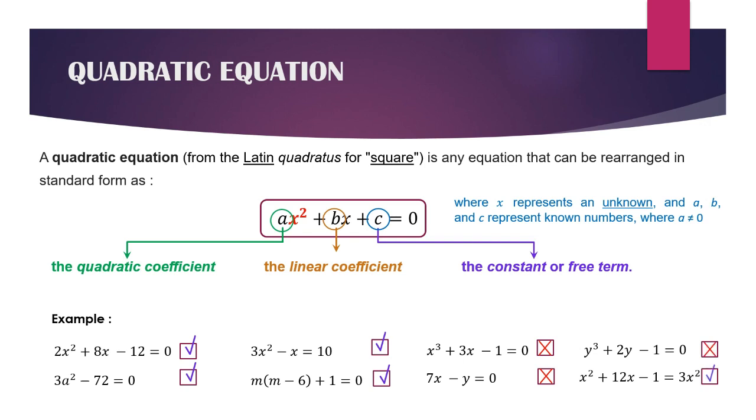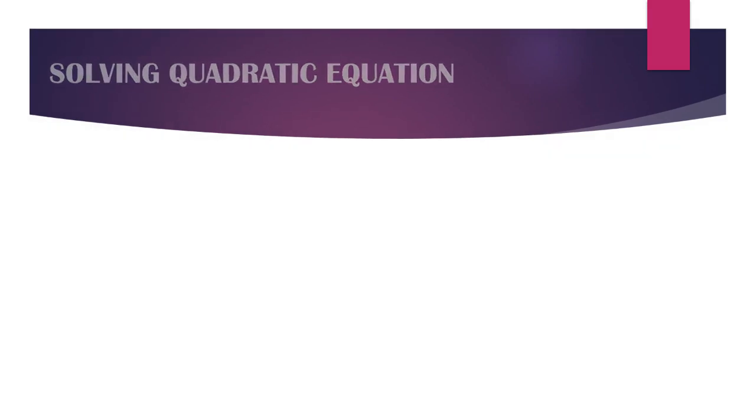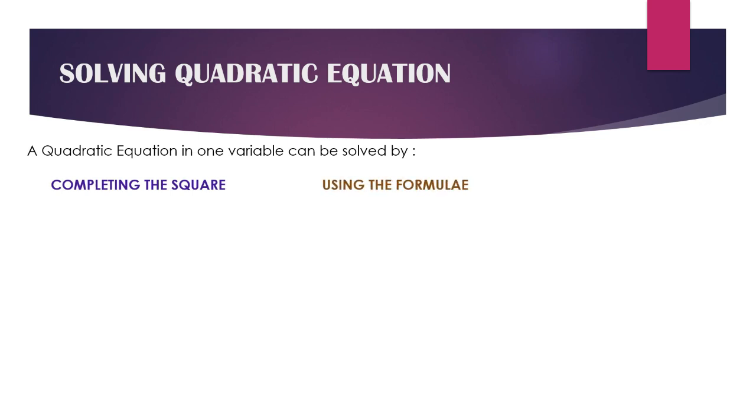Okay students, so a quadratic equation has this characteristic: it has a square power, or power 2. Clear? The equation has power 2. A quadratic equation in one variable can be solved by 3 methods: completing the square, using the formula, and the graphical method.